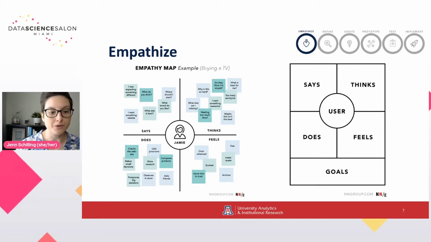Here's an example from the Nielsen-Norman group of an empathy map for a user thinking of buying a TV. An empathy map is a quick, digestible way to illustrate user attitudes and behaviors. Once it's been created, it acts as a source of truth throughout the project, and it can protect the project from biased or unfounded assumptions.